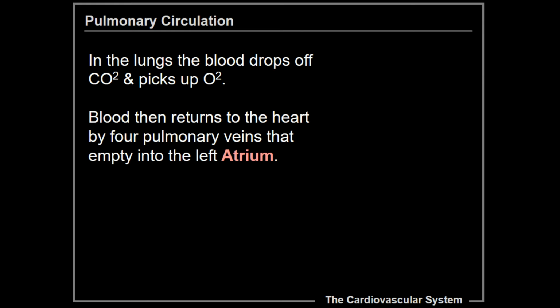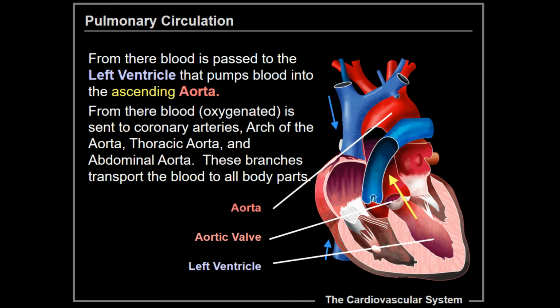So the pulmonary veins are bringing oxygen-rich blood back to the heart from the lungs, where they have just recently become oxygenated. From there, blood is passed to the left ventricle. So it empties in the four pulmonary veins. It's going to empty here. So the four pulmonary veins are going to empty that oxygen-rich blood here into the left atrium.